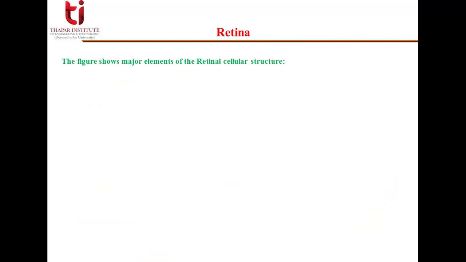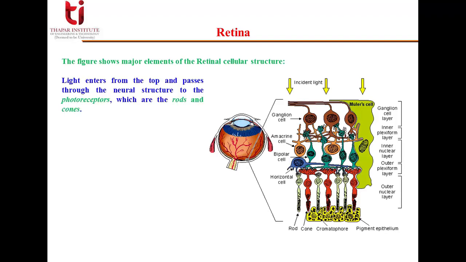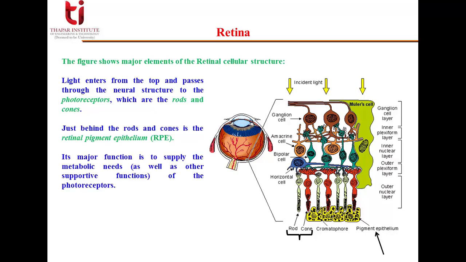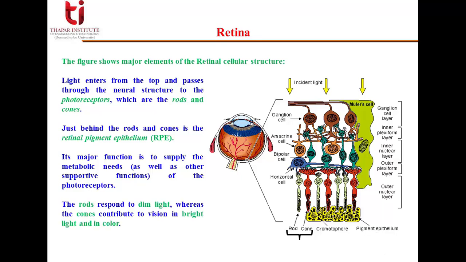Further, now we will discuss a little more about the retina. This figure shows major elements of the retinal cellular structure. Light enters from the top and passes through the neural structure to the photoreceptors, which are the rods and the cones. Just behind the rods and cones is the retinal pigment epithelium, that is RPE. Its major function is to supply the metabolic needs as well as other supportive functions of the photoreceptors. The rods respond to dim light, whereas the cones contribute to vision in bright light or in color.